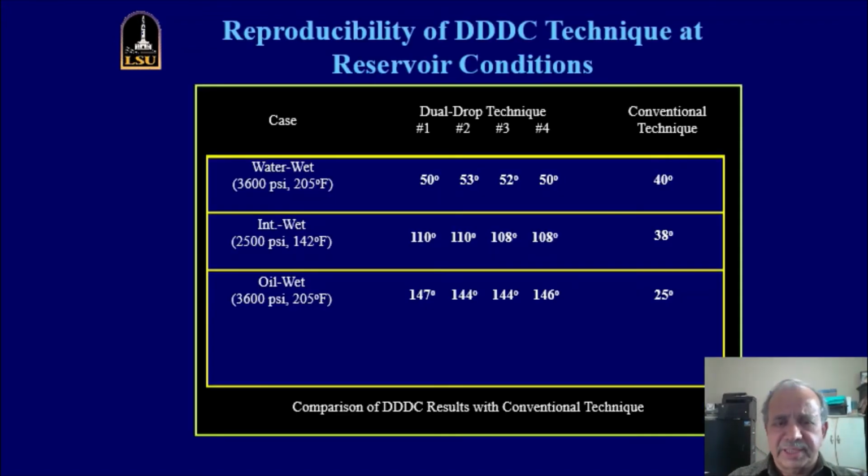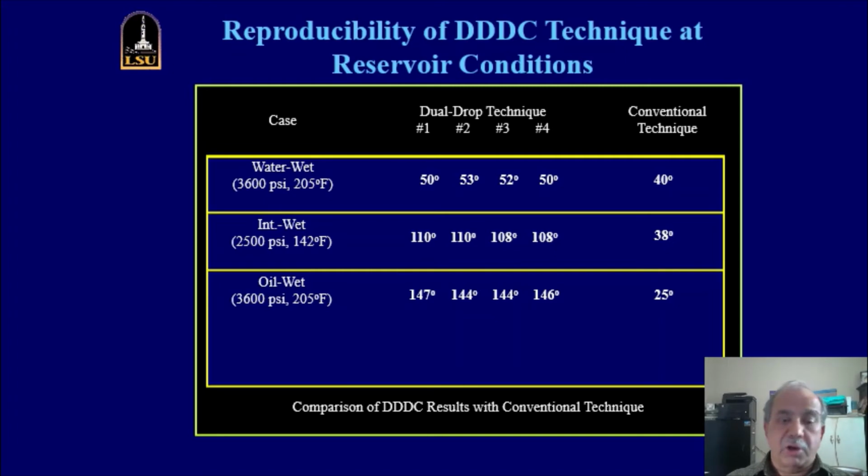You see that the 4 different times we measured for the water wet case, the very first case on quartz crystal, the 50, 53, 52, 50, very highly reproducible. That's why I call it a reproducible technique. Whereas the conventional technique of pendant drop measurements would give you 40 degrees, somewhat misleading. In the intermediate wet case, it's a different reservoir fluid and different reservoir pressures and temperatures. And again, the 4 readings are very close to each other, in the 108 to 110 degree range.